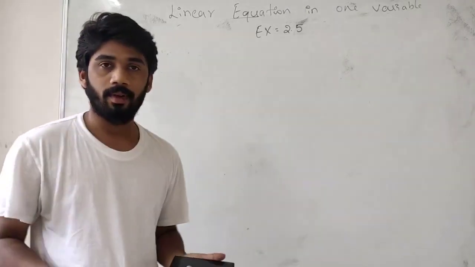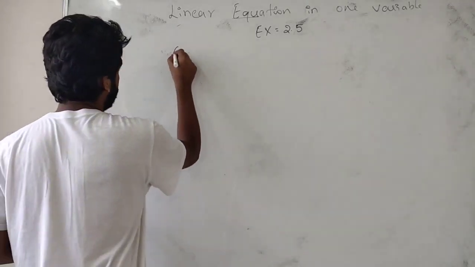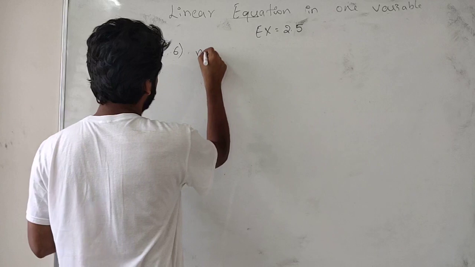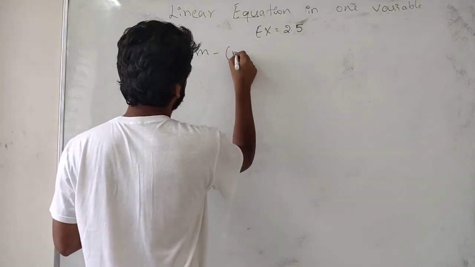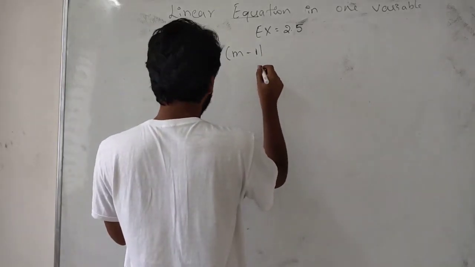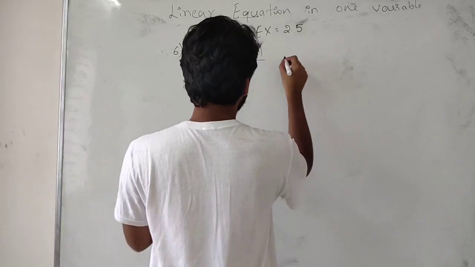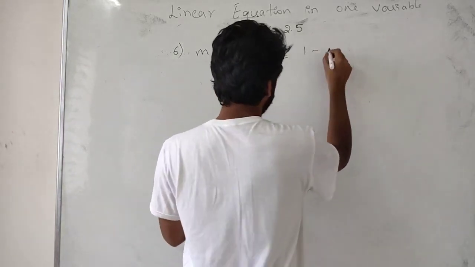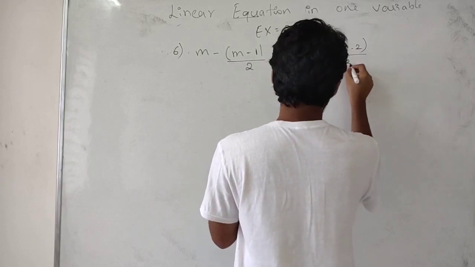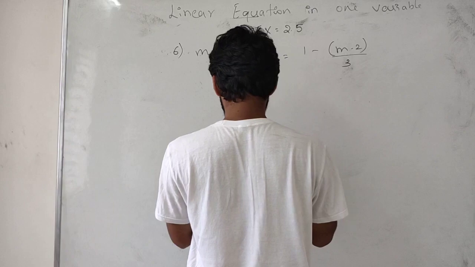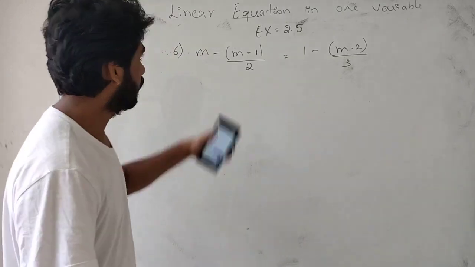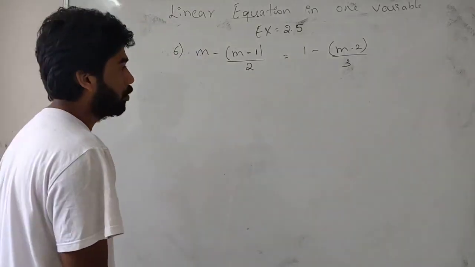So, exercise 2.5. The first problem of today's class is the sixth problem: (m minus 1) divided by 2 is equal to 1 minus (m minus 2) divided by 3. So students, this is the question we have to do. Now we have to find the value of m.